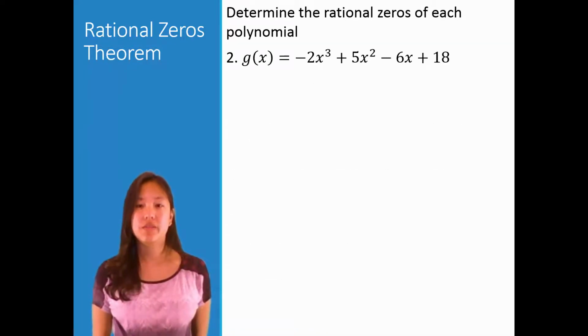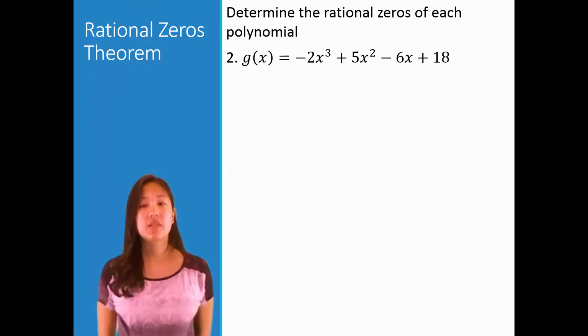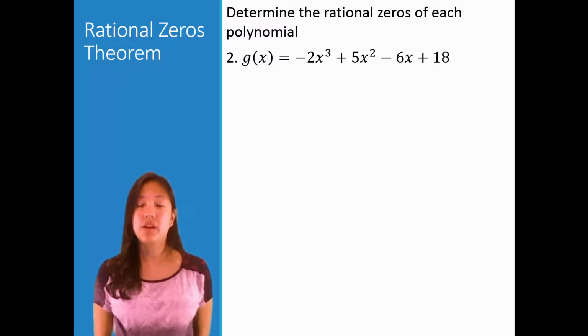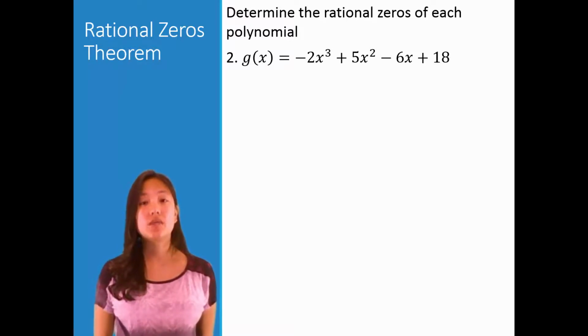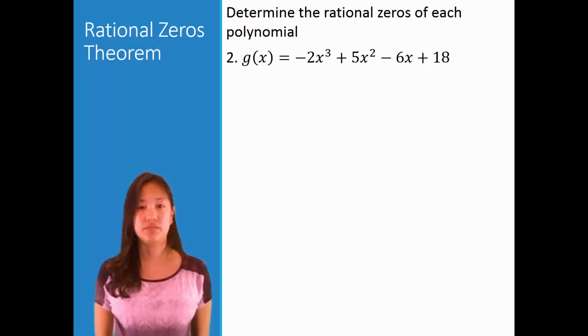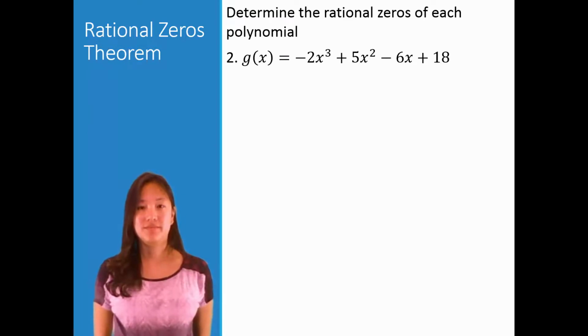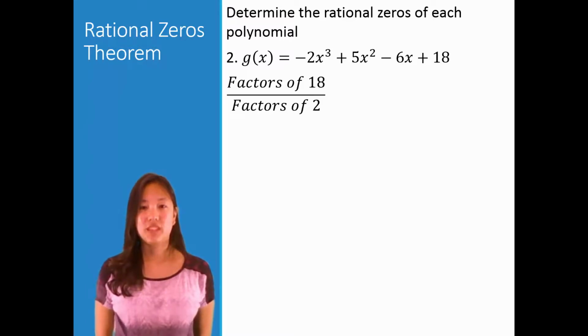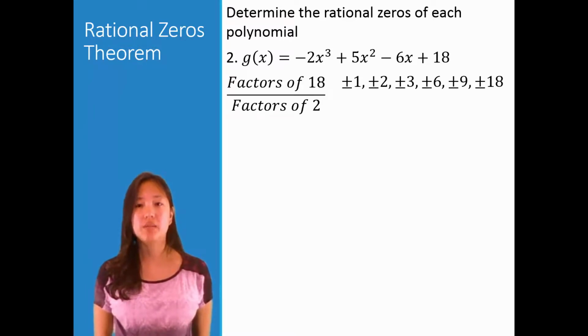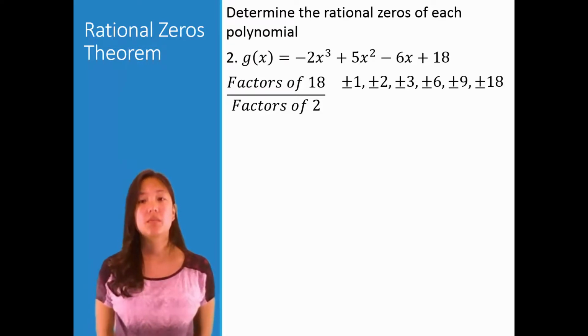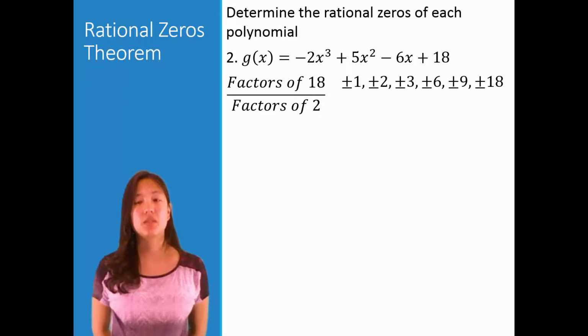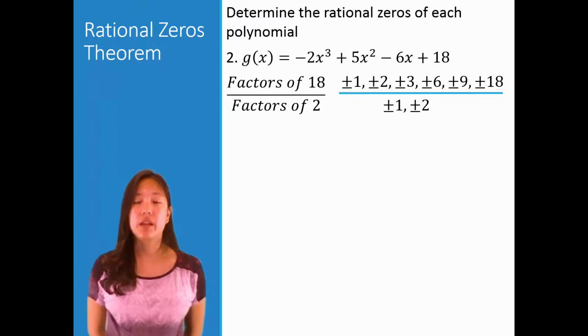So number 2, g of x is equal to negative 2x cubed plus 5x squared minus 6x plus 18. Do the same thing: find all the factors of 18 and find all the factors of 2. Your leading coefficient is 2. So factors of 18, we got plus or minus 1, plus or minus 2, plus or minus 3, plus or minus 6, plus or minus 9, plus or minus 18. All the factors of 2 are plus or minus 1 and plus or minus 2.